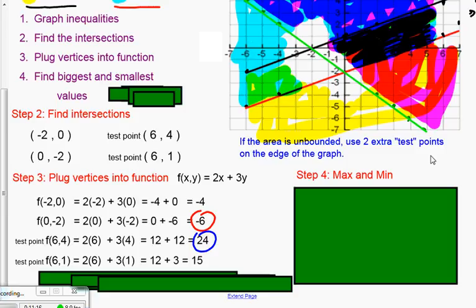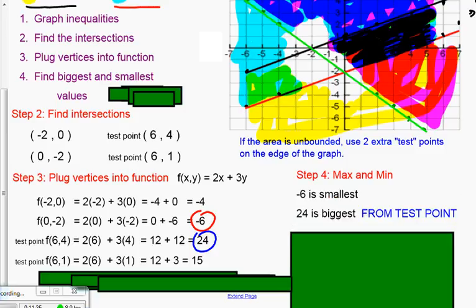But that 24 was from one of our test points. Okay, that part wasn't an actual boundary of our region. Okay, that wasn't an edge. That spot continues on forever. So because our maximum actually occurred at one of our test spots or one of our fake points here, we would say that we don't actually have a maximum.